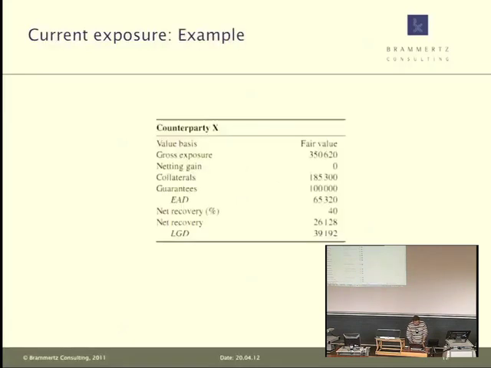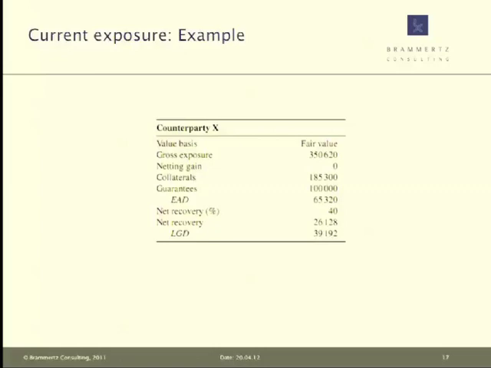So let's measure a current exposure of a counterparty. We have the value basis fair value, and say the gross exposure is 350,620, like in this example. That means I have an outstanding loan of 360,620 measured on fair value basis. That depends on interest rates, everything. So there is no netting gain. That's the only outstanding loan I have. There is no liability where I could net.